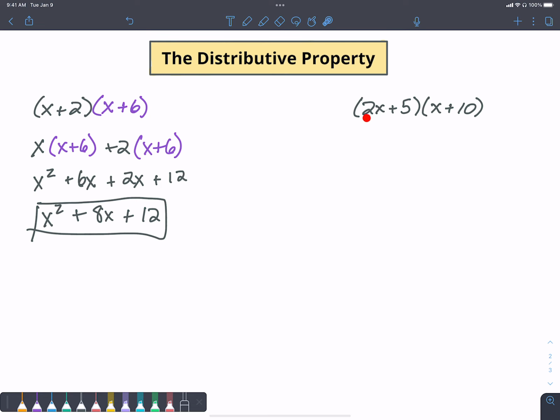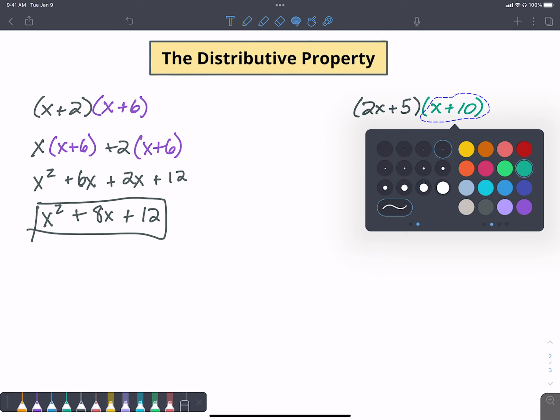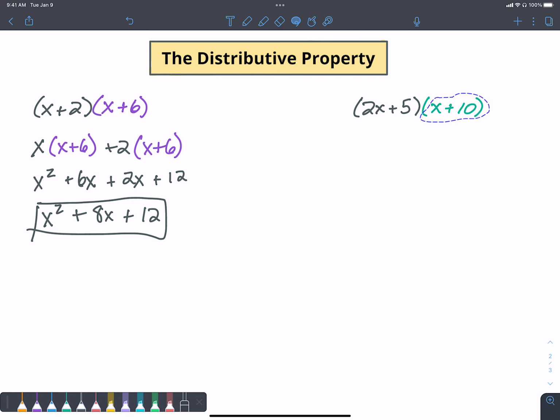It doesn't matter if we've got a number in front of our x here, we could still do the same thing. So let's change this. Maybe we'll make this one green. So we're going to take our 2x and we're going to multiply it by x plus 10. So 2x times x plus 10. And then we're going to take a positive 5 and we're going to multiply it by x plus 10.